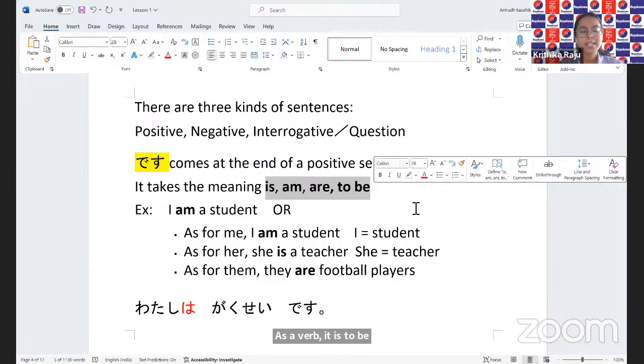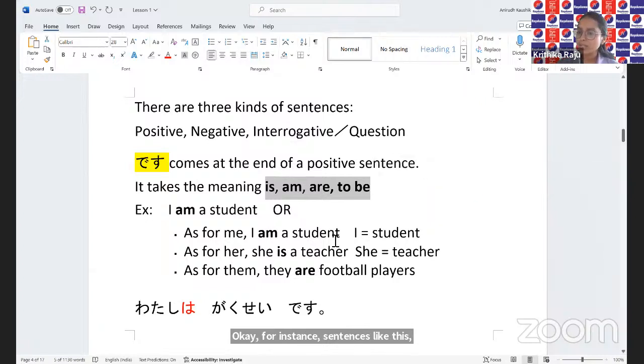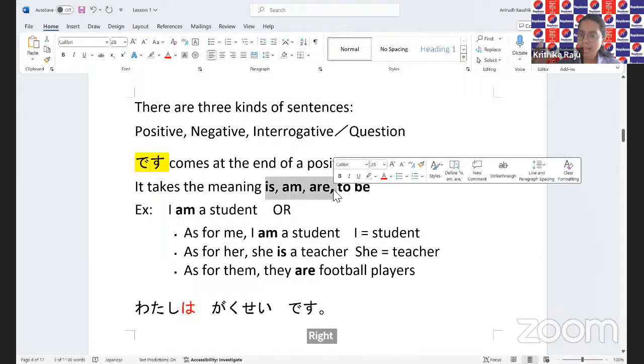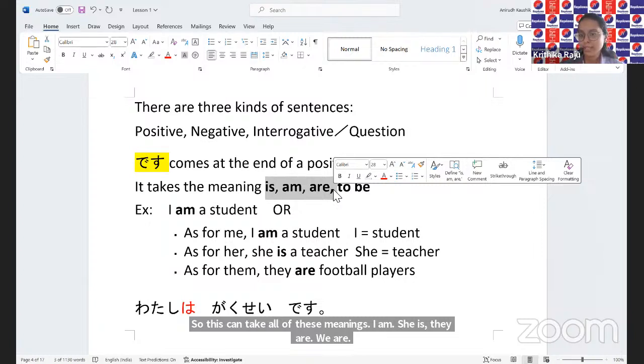For instance, a sentence like this: I am a student. Is this a positive sentence or not? It's a positive sentence. If I say I am not a student, that is a negative sentence. Similarly, she is a teacher. They are football players. They're all positive sentences. That is shown by the words am, is, are. So desu can take all of these meanings: I am, she is, they are, we are, you are. So that's what desu means.